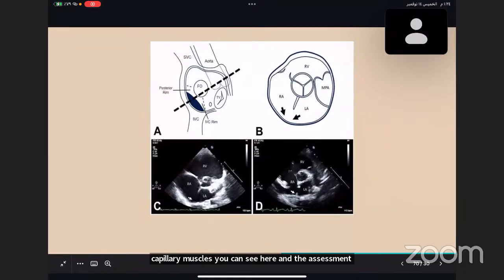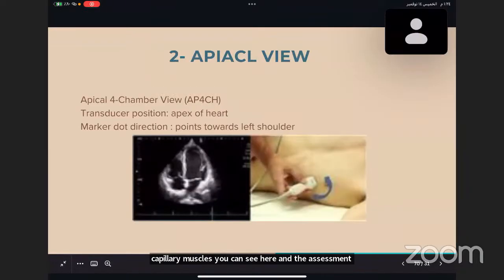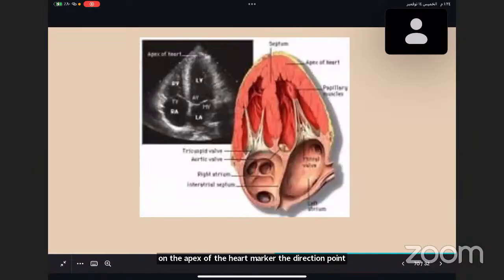Okay, this is the apical view. In the apical view we can see the four chambers of the heart, with the transducer positioned on the apex of the heart and the marker direction pointing toward the left shoulder. This is the apical view. We can see an assessment of the apex of the heart, and we can see the pericardial space, and assessment for that.